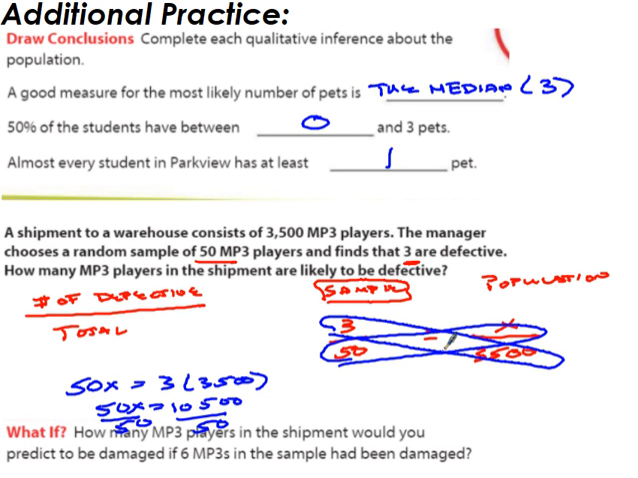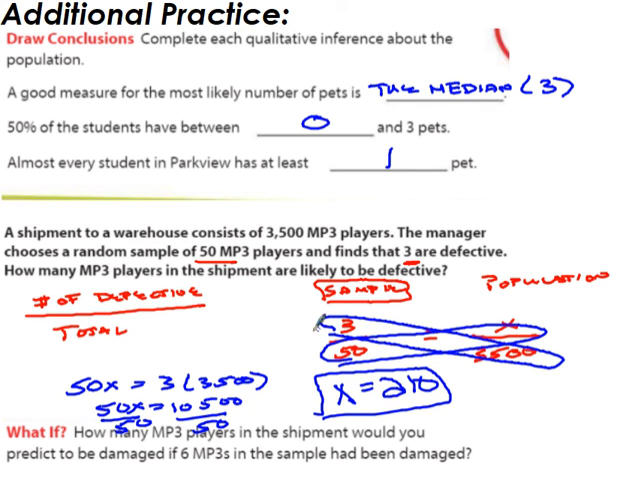And then I have to divide both sides by 50. Now, this is where calculators are nice, right? I don't want you guys getting caught up on doing the division. I want you to let the calculator do that part of the work for you, so you are just worried about setting it up correctly. So I have 10,500 divided by 50. So by this, we made a prediction that 210 of these 3,500 MP3 players are going to be defective based on this random sample.